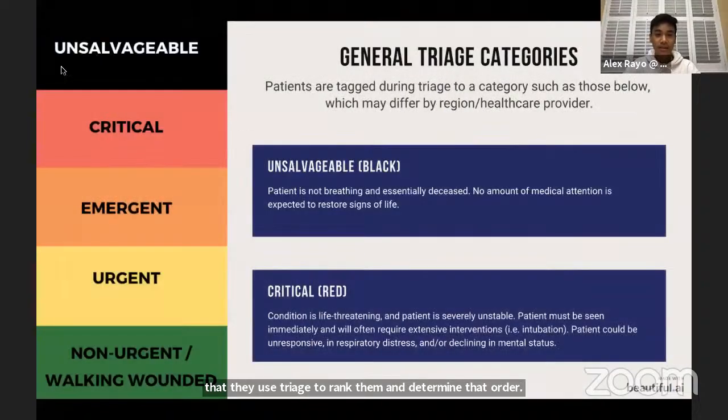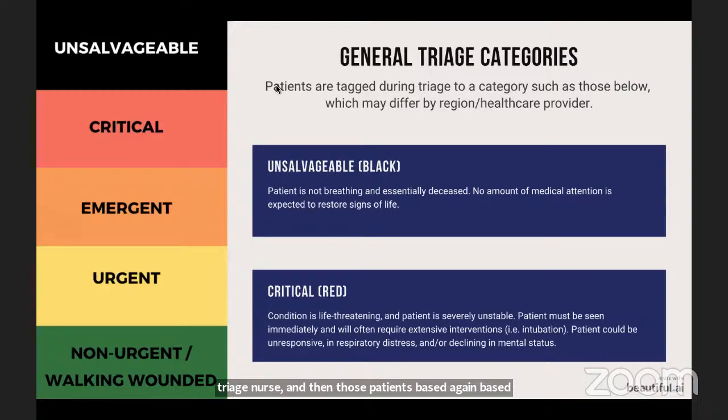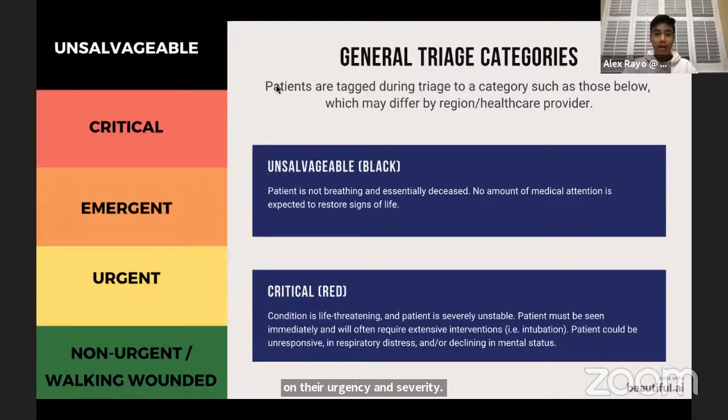So how do they actually rank them? They use sort of this system where there are several different categories. When patients come in, they see a triage nurse, and then those patients, based on their urgency and severity, are tagged into a specific category. And here we have 5 categories listed, and different healthcare systems might use different triage categories, but the general gist of each category remains the same across all hospitals and healthcare systems.